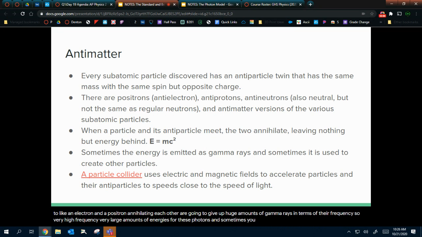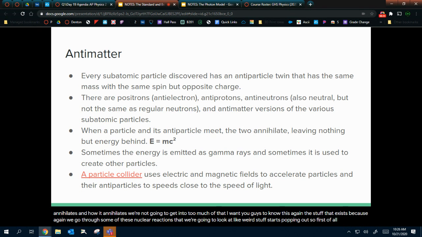And sometimes it creates other particles. It kind of depends on what annihilates and how it annihilates. We're not going to get into too much of that. I want you guys to know this, again, this stuff exists. Because when we go through some of these nuclear reactions that we're going to look at, weird stuff starts popping out.